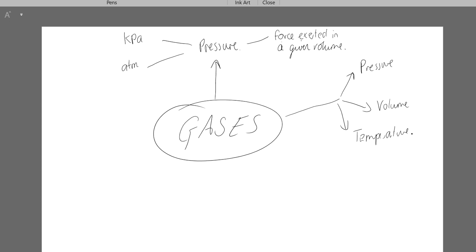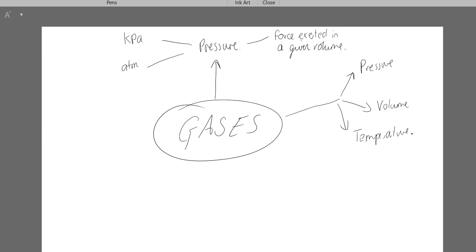If we decrease the volume, let's say we have a syringe full of gas and we put our finger over the end and decrease the volume, that is also going to increase the amount of pressure, because we're increasing the amount of particles per given volume. All right, so you have a general idea of what each of these determinants are in terms of how we describe the behavior of a gas.